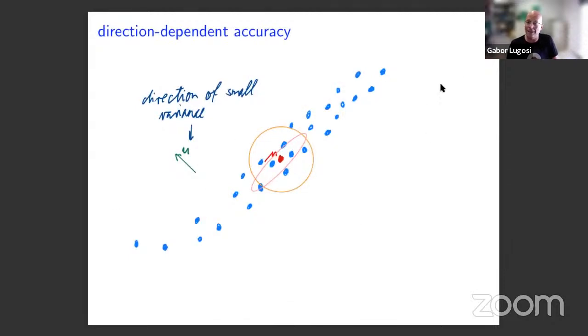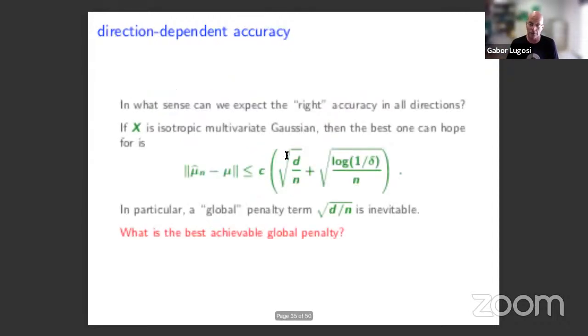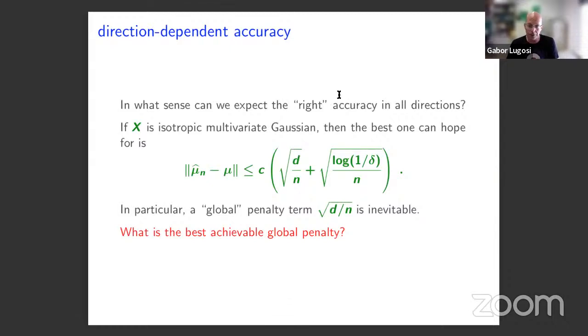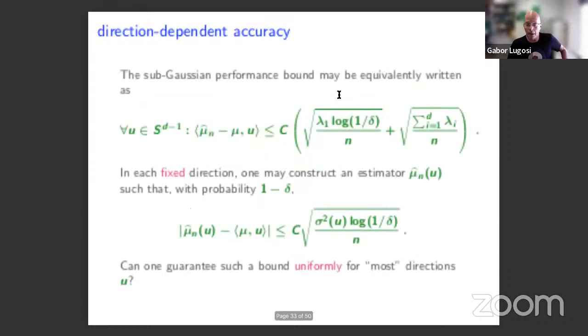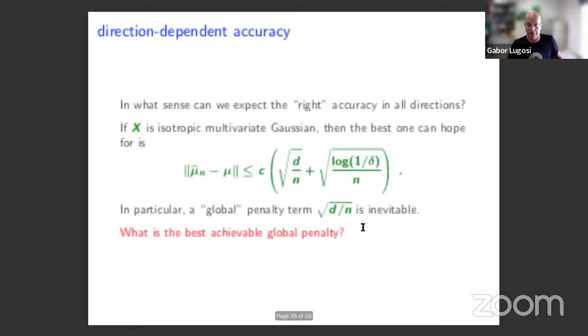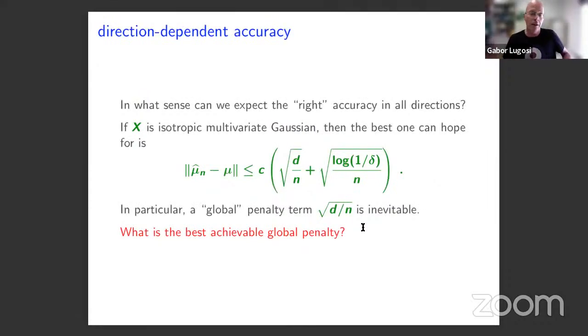Right. So in high dimensions, we cannot expect that the data will be isotropic. In typical situations, there will be directions where the variance is really small, and in those directions, we would like to have a better guarantee that somehow depends on the direction. So instead of looking at distance in the Euclidean norm, we would like to measure distance in the norm that is induced by the actual covariance matrix. Okay. So of course, we cannot just have this optimal bound in each direction without any penalty. There is a global penalty that one has to pay, and that is easily seen by considering just an isotropic multivariate Gaussian, where we do need this strong term, which is global, and that term is inevitable.